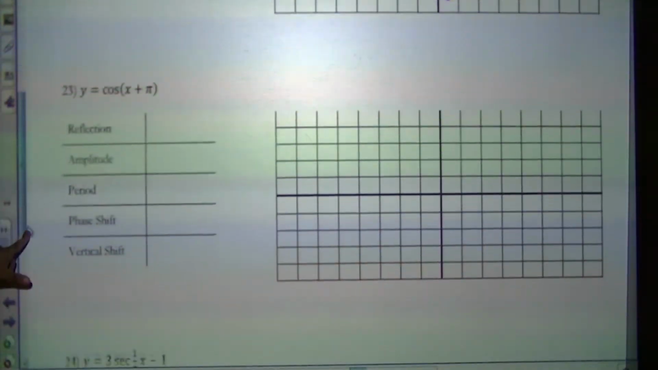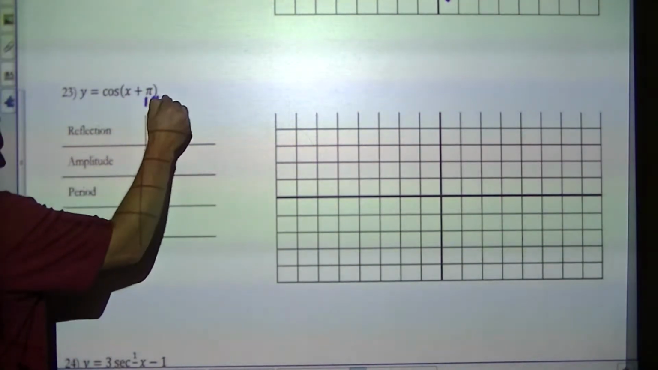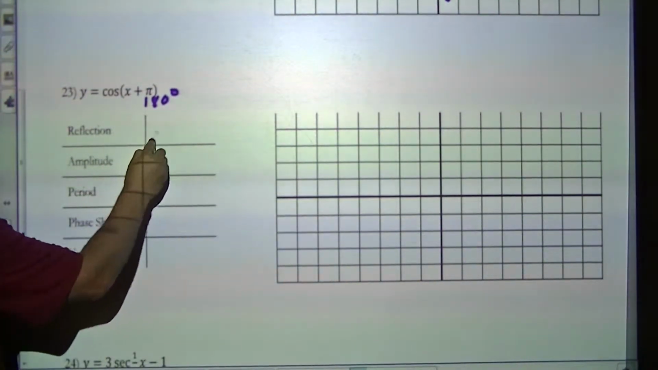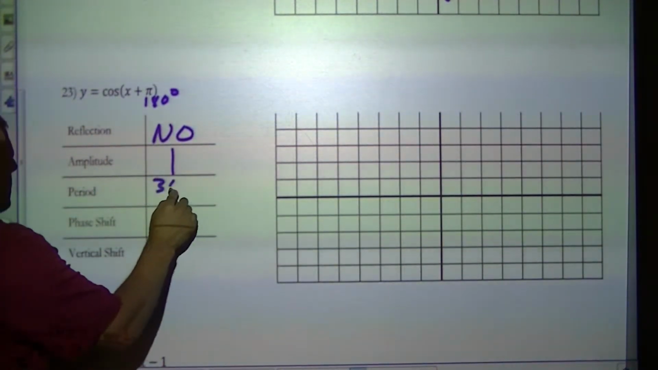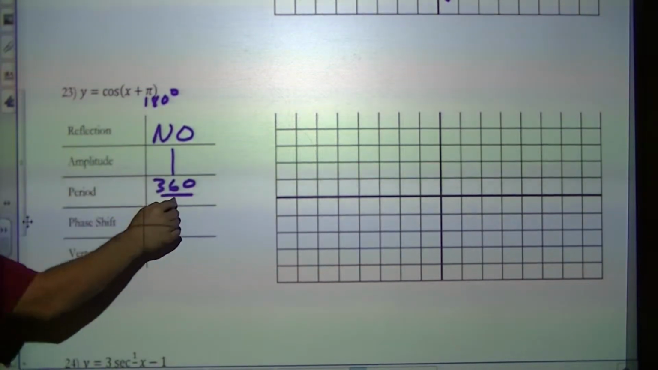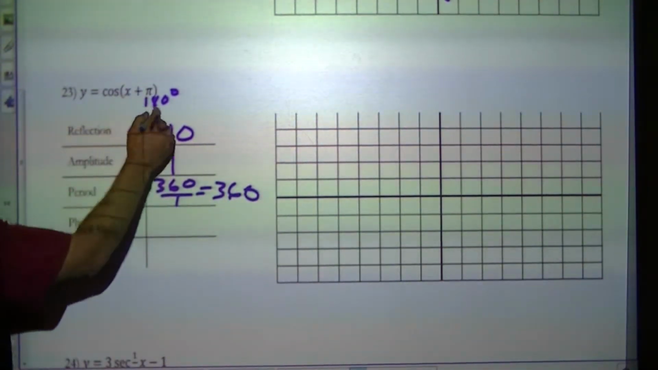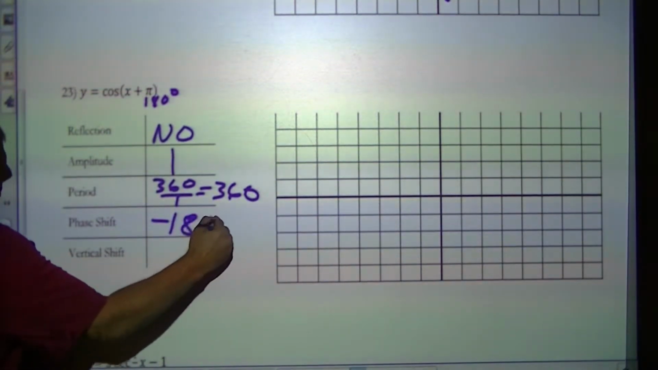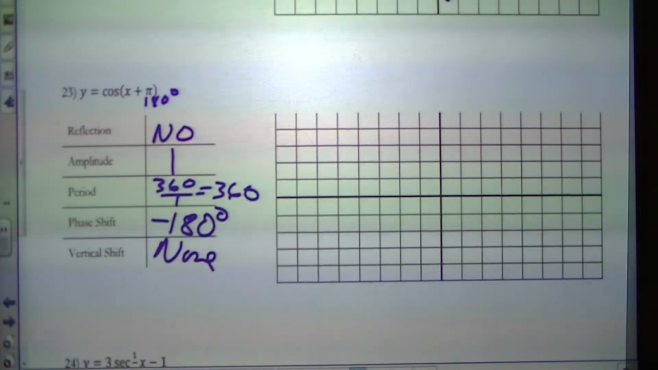Okay, moving on to cosine. All right, I think we know by now that pi is 180 degrees. Okay, do I have a reflection here? No. My amplitude is 1. The period is 360 divided by the number in front of x, which happens to be 1, which would be 360. My phase shift, very important. If it's positive 180, I do opposite for inside the parentheses, and I have no vertical shift.